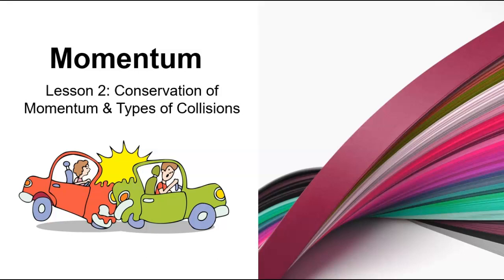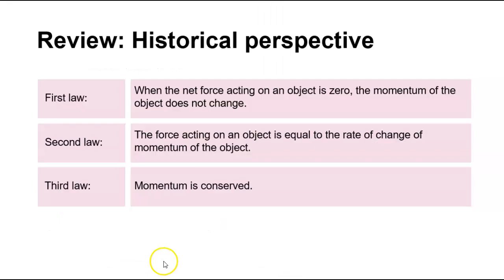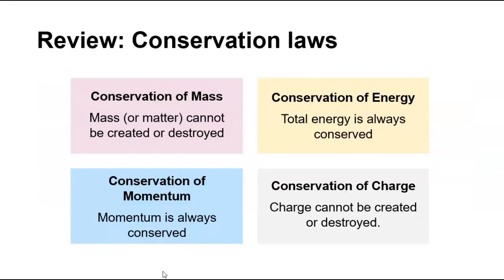In this lesson we're going to look at conservation of momentum and different types of collisions. As a quick review from the previous lesson, we learned that Newton wrote his three laws of motion originally from a momentum perspective, and he wrote his third law as momentum is conserved. We also learned that total energy is always conserved, but kinetic energy is not always conserved. It might be, but it might not be.